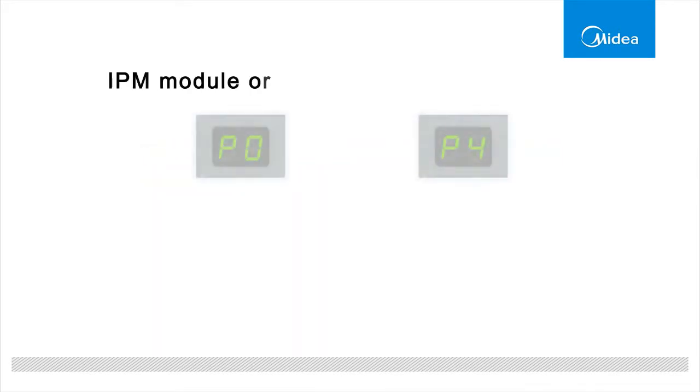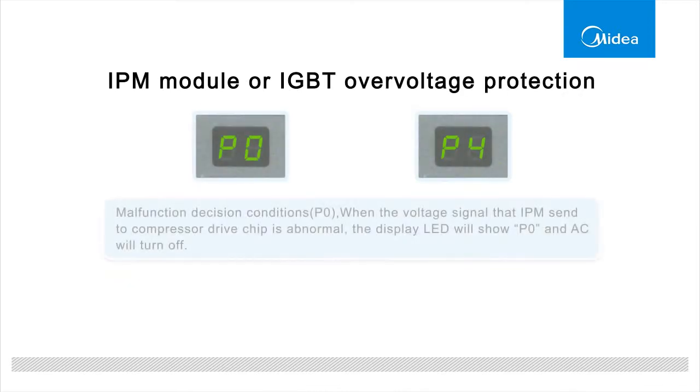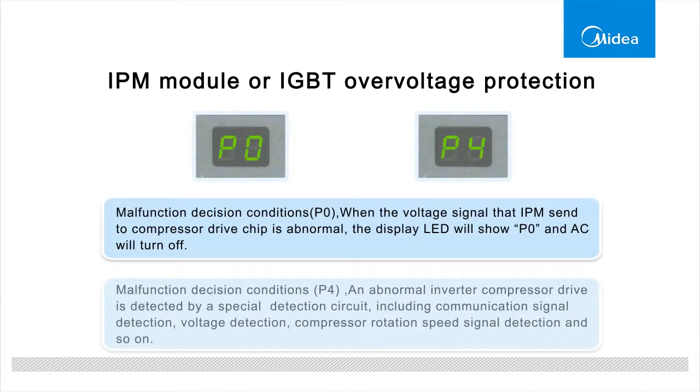When the indoor unit displays P0, P4, that indicates IPM module fault or IGBT over voltage protection. Malfunction decision conditions, P0: when the voltage signal that IPM sends to the compressor drive chip is abnormal, the display LED will show P0 and the air conditioner will turn off.